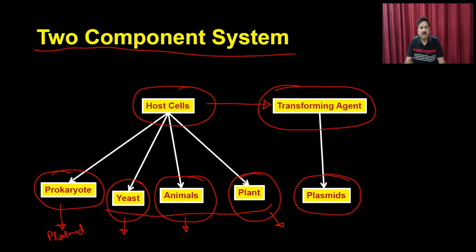Prokaryotic plasmids are very, very different from the yeast, animal or plant ones, and that is why you require two components. One is the host cells, the other is the transforming agents. So, first we are going to discuss the host cells, because the selection of the host cells and the properties of the host cell are going to decide what transforming agent you are going to use. And second, we are going to discuss the transforming agents.